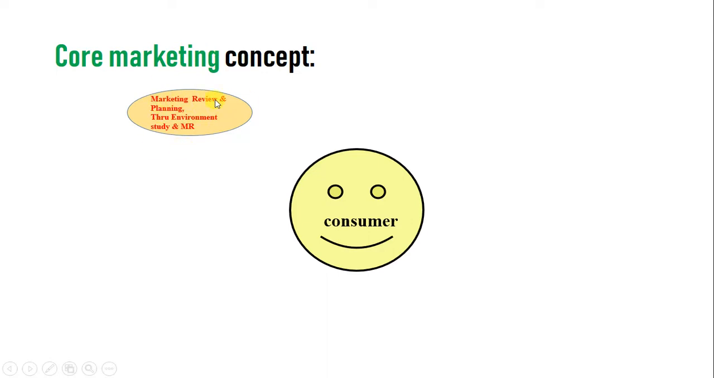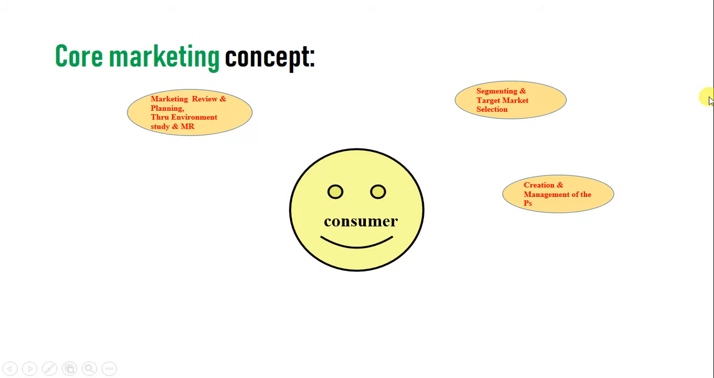So marketing review and planning. First we review the market. After that we will plan accordingly through the environmental study. Environmental study is finding out the opportunities and threats of the market. After that we will do the segmenting, targeting and selection. First of all we find out about the customer, and after that we segment the customers, then we target the customer, and accordingly we select the customer. After that we will create.